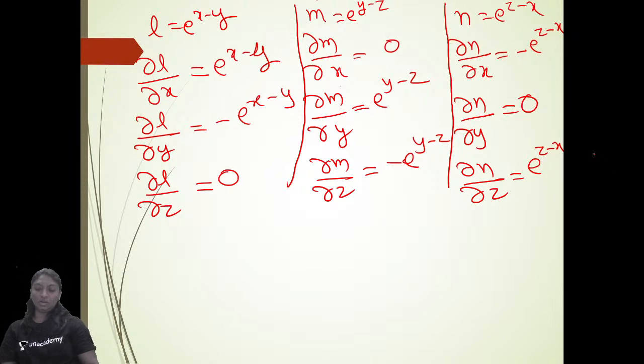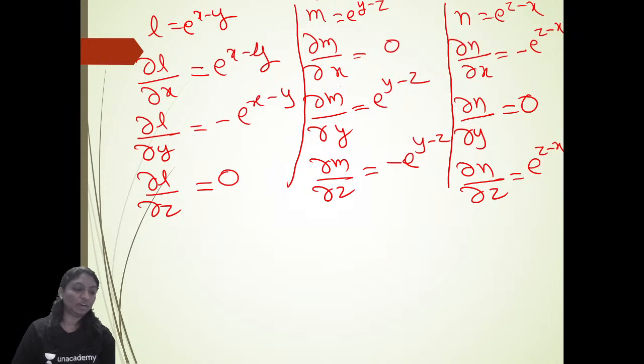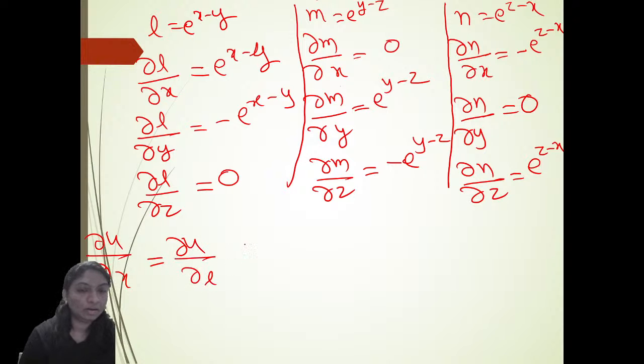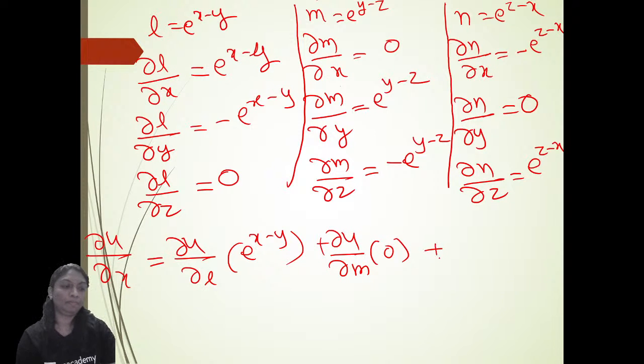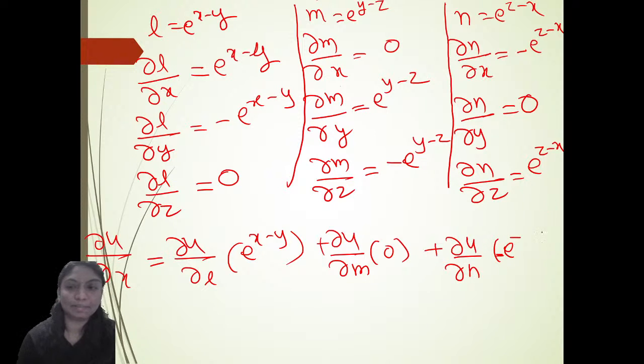Now just put all these values in equations 1, 2, 3. So you will get ∂u/∂x is equal to ∂u/∂l into e raised to x minus y, plus ∂u/∂m into 0, plus ∂u/∂n into minus e raised to z minus x.